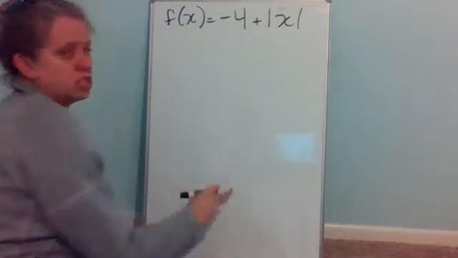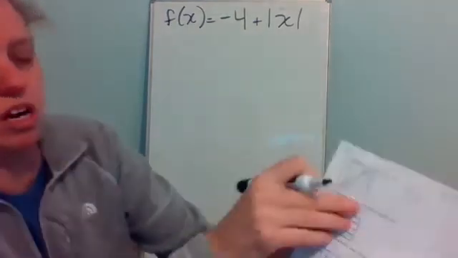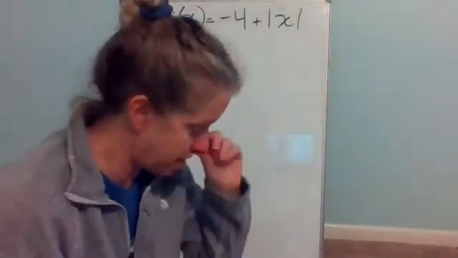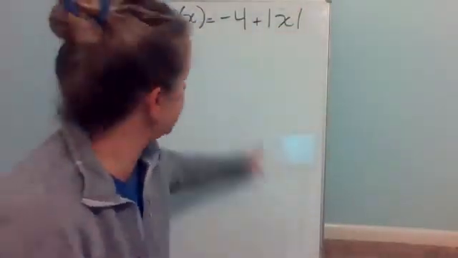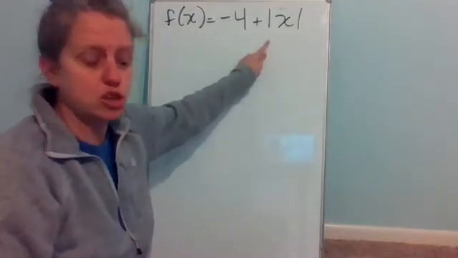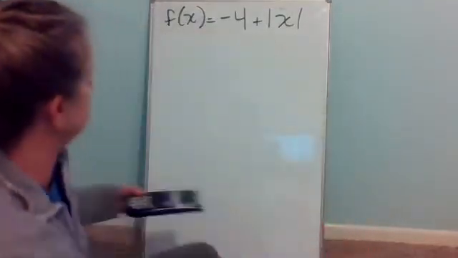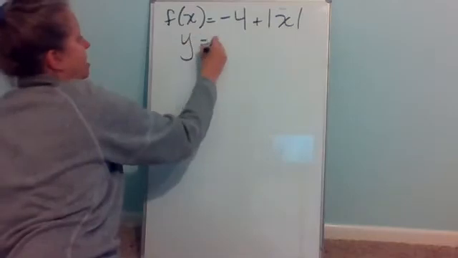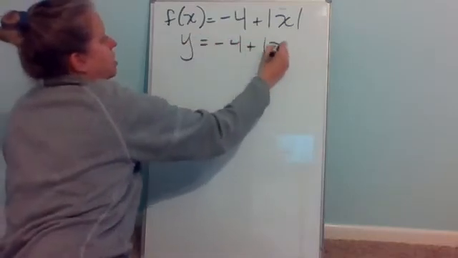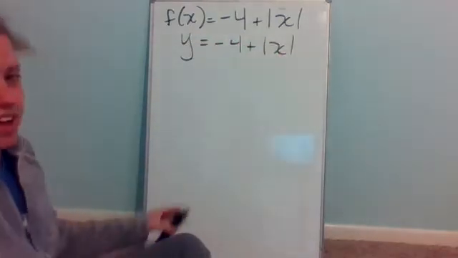Okay, and on these are the ones where it also gives you the chart that it wants you to finish filling out. Once you finish filling it out, then it wants you to do the graph in MathLab. So all I'm going to do is take this straight to my y equals, because this is the same thing as saying y equals -4 plus the absolute value of x.